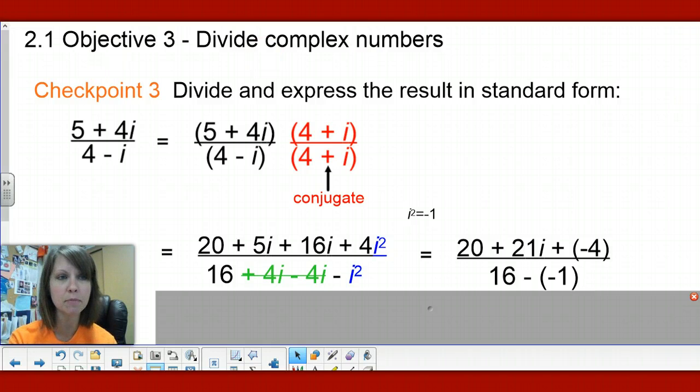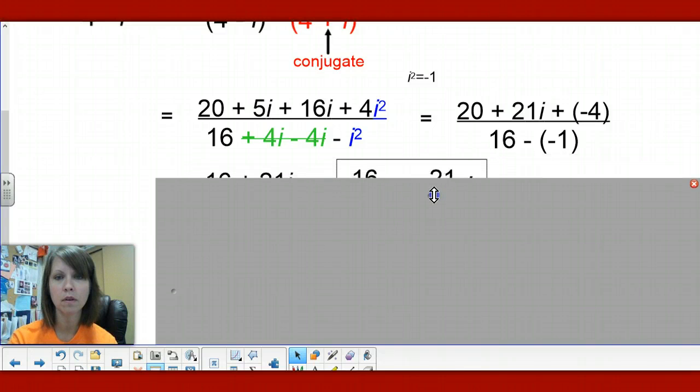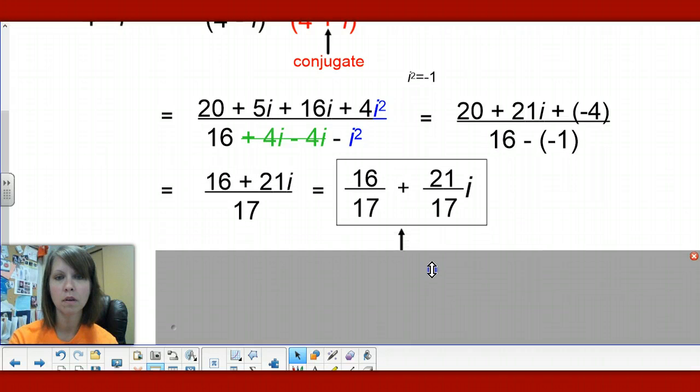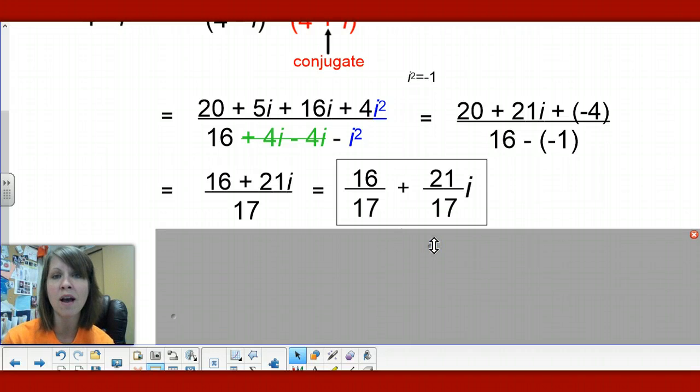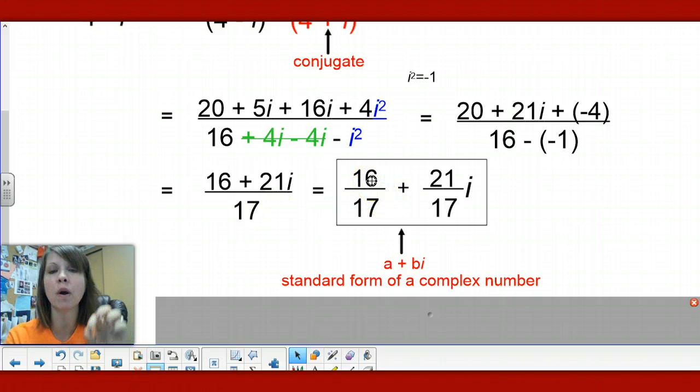Okay, let's clean this up just a little bit more. We have 16 plus 21i all over 17. And remember, that means we're actually dividing the 16 by 17 and the 21 by 17. So 16/17 plus 21/17 i is the standard form of a complex number. If we were to try to leave it here, we would actually be taking a complex number and dividing it by 17. The standard form requires us to actually show the real part as 16/17 and the imaginary part as 21/17.